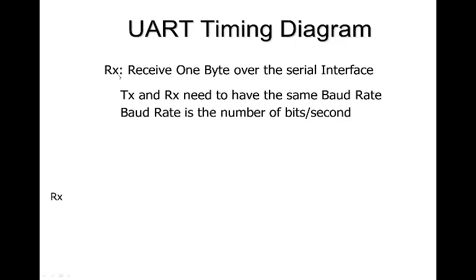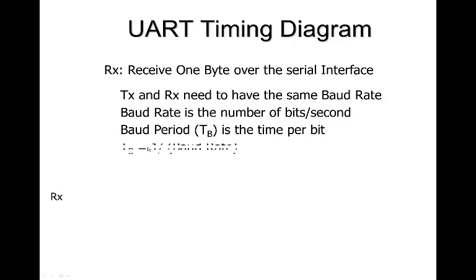Since there's no clock, the communication is paced. So the transmitter and receiver need to have the same baud rate. Baud is really like symbols per second, but each symbol here is a bit, so it's really bits per second. And the baud period is the time that a bit is on the wire. So the smaller the period, the higher the baud rate. And it looks like this.